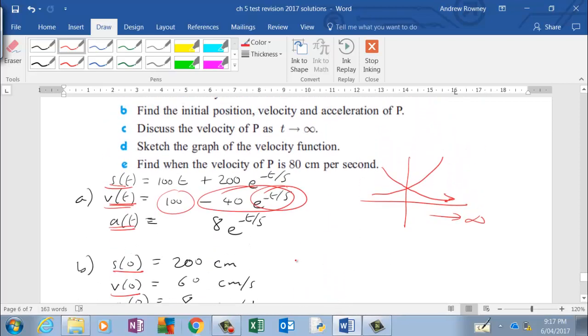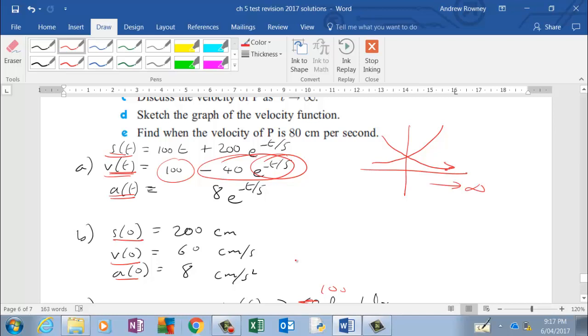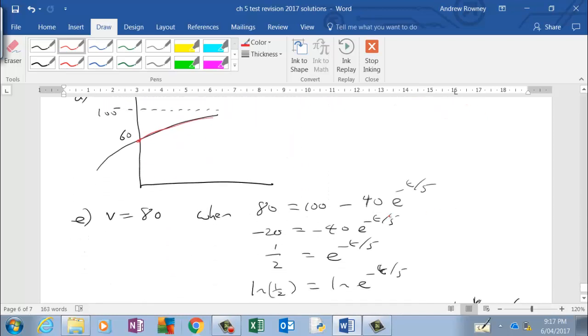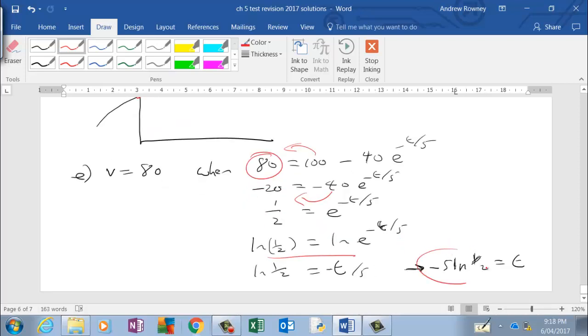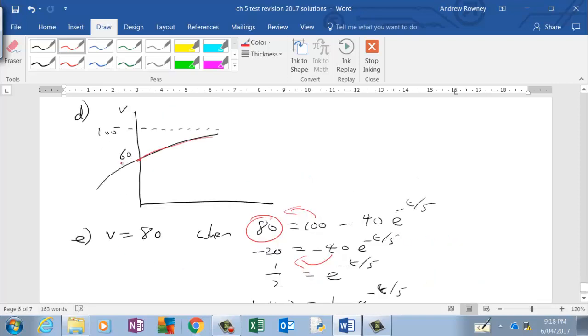E, find the time when the velocity of P is 80 centimeters a second. So we put 80 for velocity and we solve for t. So you take 100 over that side, then you divide by minus 40, and then you take ln of both sides. And so that'll give this value here. So that looks like roughly around about that value there. We'd have the coordinate, which will give 80, the answer we just found, minus 5 ln a half. That's this value here, minus 5 ln a half, 80. Okay.